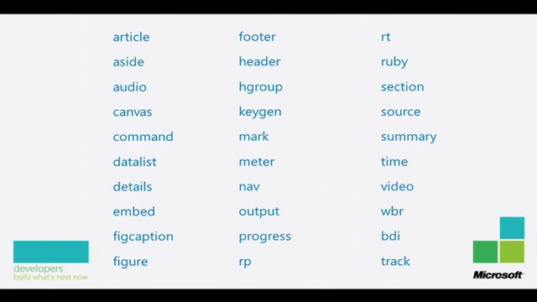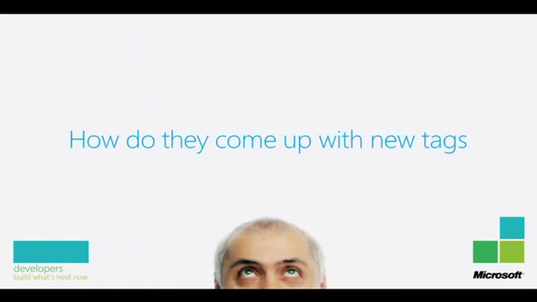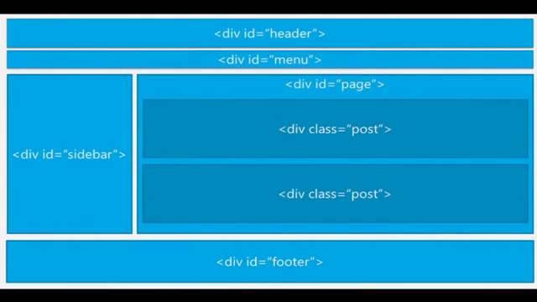Now, the question that I ask myself is, how do they come up with these new tags? Is this just a bunch of people sitting in a room guessing which features they should use? Or is there really a story behind each element? And yes, there is. If you, for example, take a look at how most of the websites in the world look, it looks like this. You will have a div ID header, somewhere you will have a footer, you will have some content on the side, and you will have some content in the middle. And somewhere there will be a menu as well.